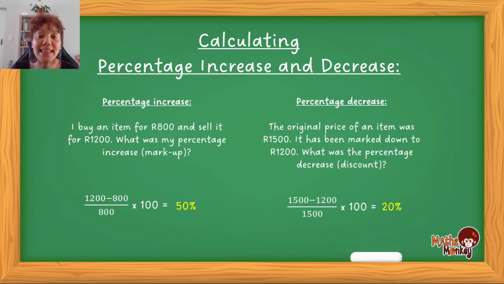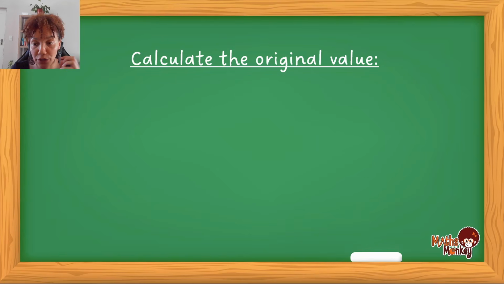Okay, then the last section we're going to look at is the section that is most commonly tested in grade 12, because it's not the most clear-cut or simple way to do this calculation. The scenario for these calculations is you have increased or decreased a specific value by a percentage and you have the answer. But now they give you the percentage and they give you the answer, but they want you to calculate the original value. Okay, so let's have a look how this works.